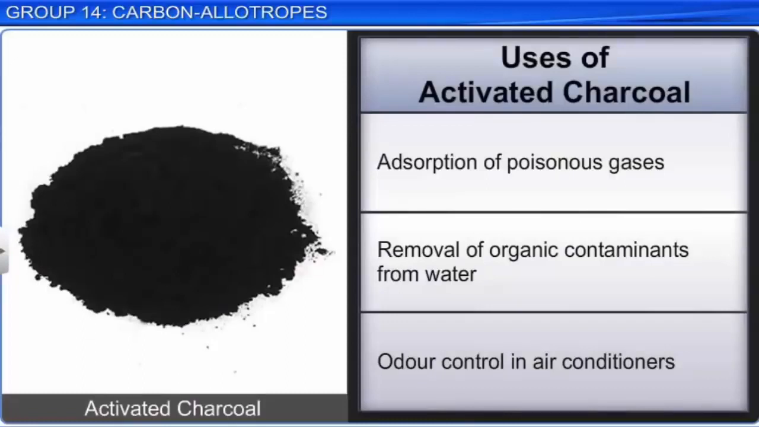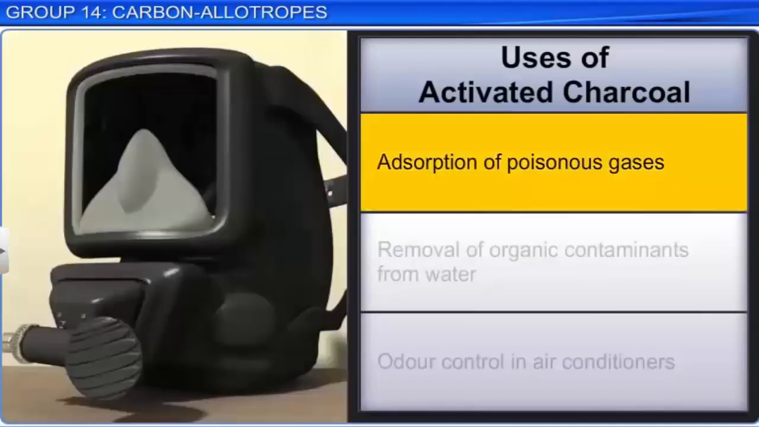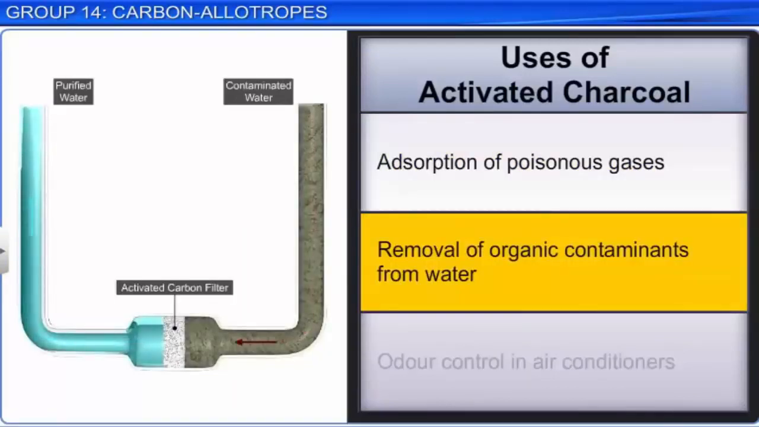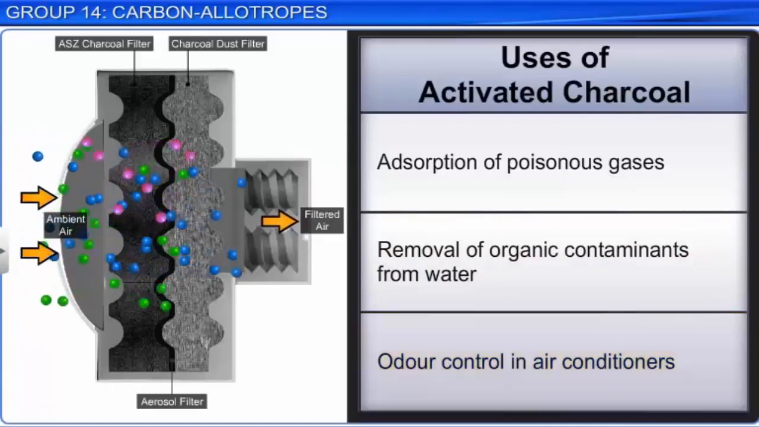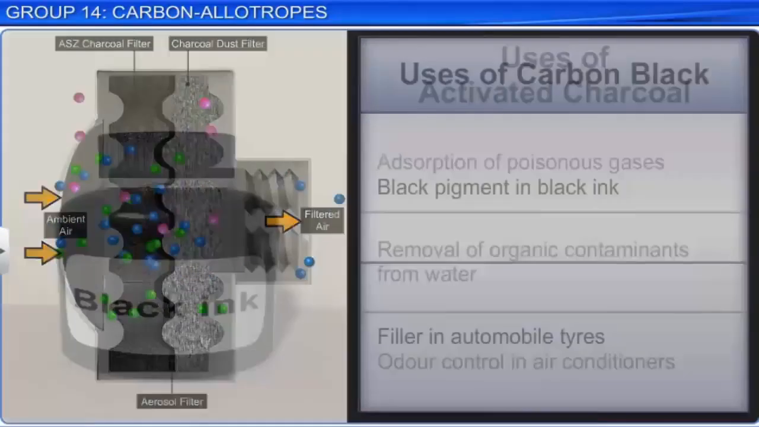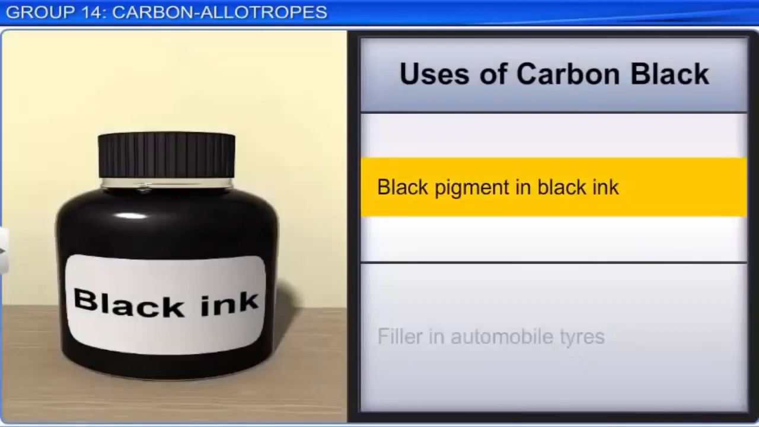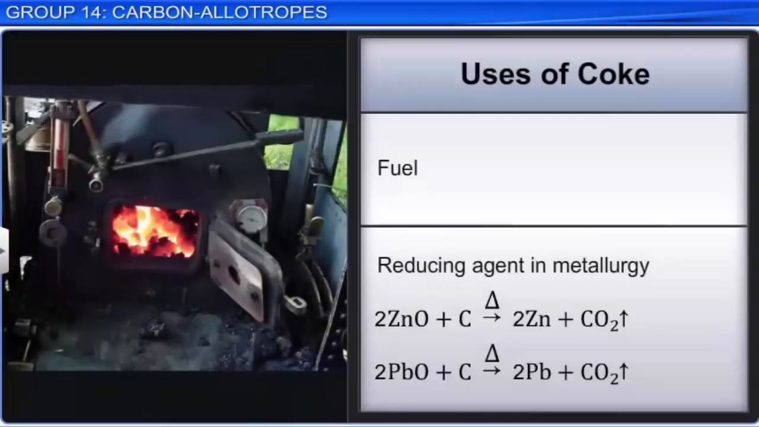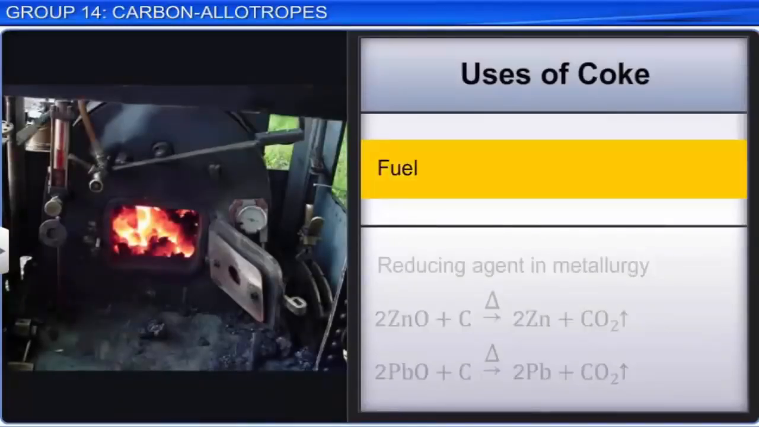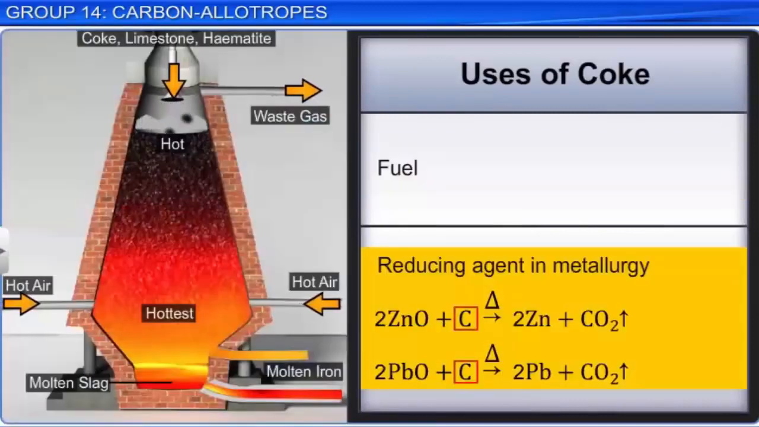Activated charcoal is very porous and can absorb many times its own volume of gases. It is used for adsorption of poisonous gases, removal of organic contaminants from water, and for odor control in air conditioners. Carbon black is used as a black pigment in black ink and as a filler in automobile tires. Coke is used as a fuel and as a reducing agent in metallurgy.